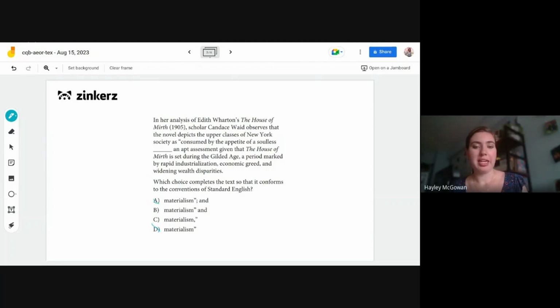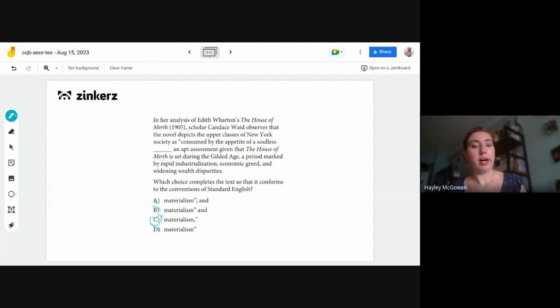So we're really thinking there about whether or not we need the and. And in this case, it's not a separate idea. It's not adding something. So we wouldn't use the word and in this case to add these clauses together. So that would just leave us with C. So C is definitely going to be our correct answer here.